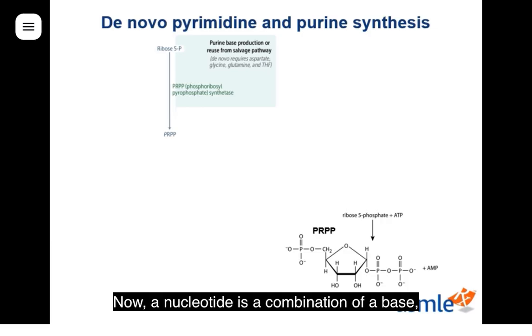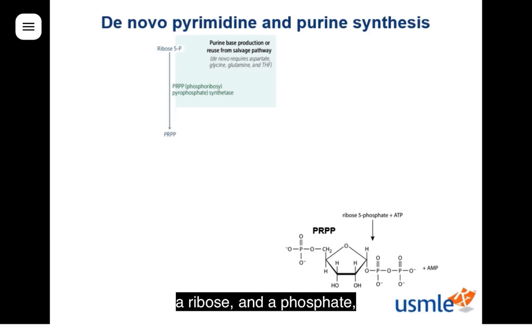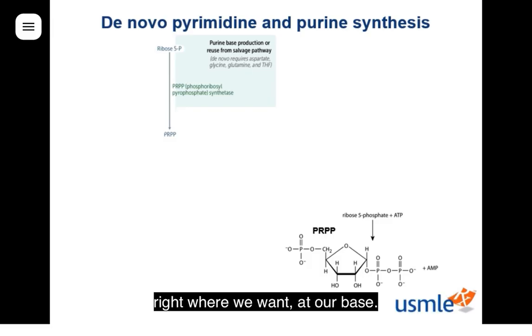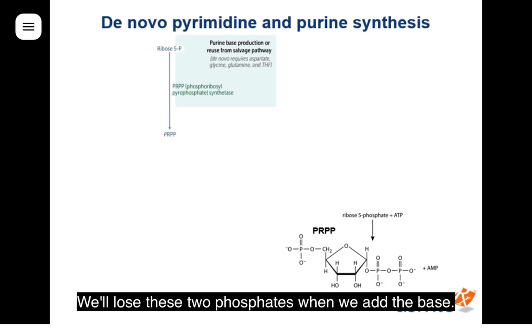Now, a nucleotide is a combination of a base, a ribose, and a phosphate, and we have the ribose and phosphate here already. Now, why do we want this pyrophosphate on the other end? It's the same reason that ATP has a few phosphates on it, to create a high energy bond right where we want to add our base. So now when we add the base to the PRPP, which is going to go right on the same carbon that the pyrophosphate is on, we already have the energy to do it. We'll lose these two phosphates when we add the base.